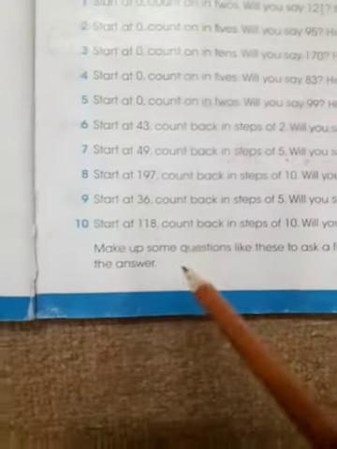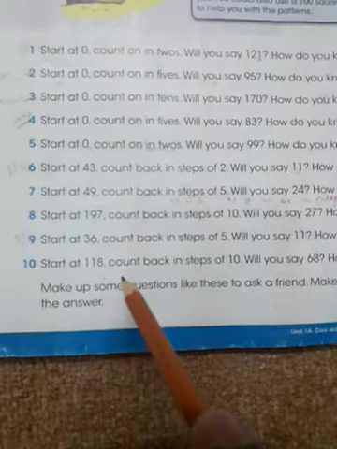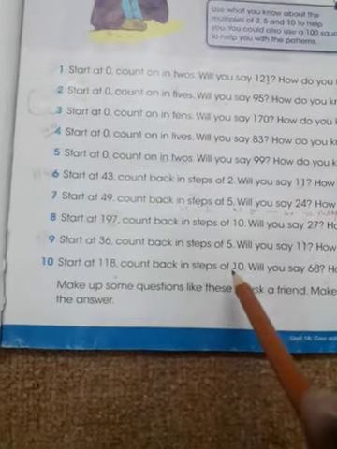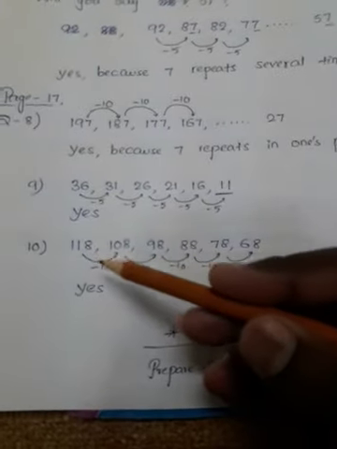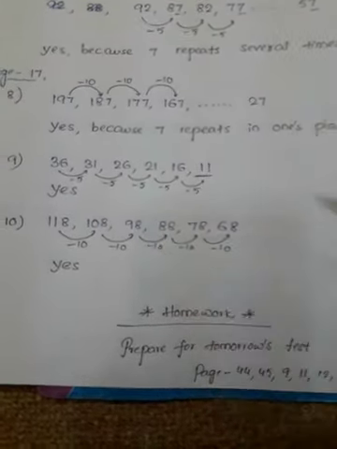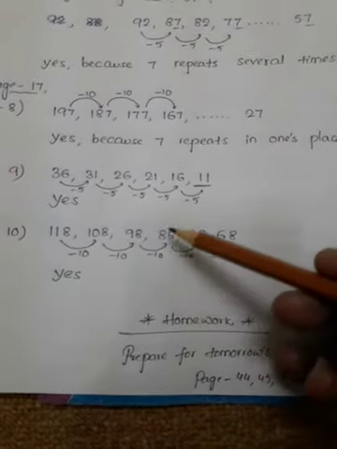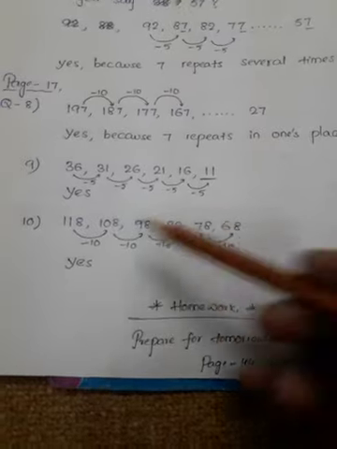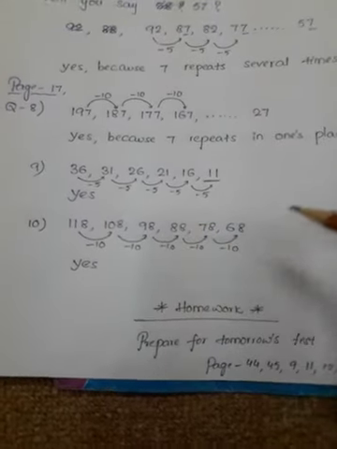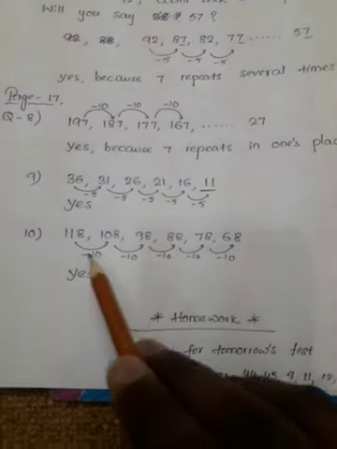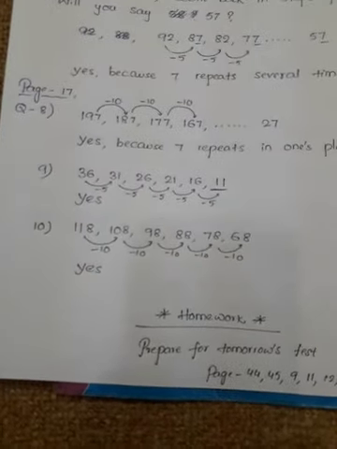Now the last question is number 10. Start at 118, count back in steps of 10. Will you say 68? Again the same. Counting in 10s changes only the tens place every time. 118 minus 10 is 108, 108 minus 10 is 98, 98 minus 10 is 88, 88 minus 10 is 78, 78 minus 10 is 68. That means the ones place is 8 every time. So it is possible. If you want to write why, because 8 is repeated again and again in the ones place.